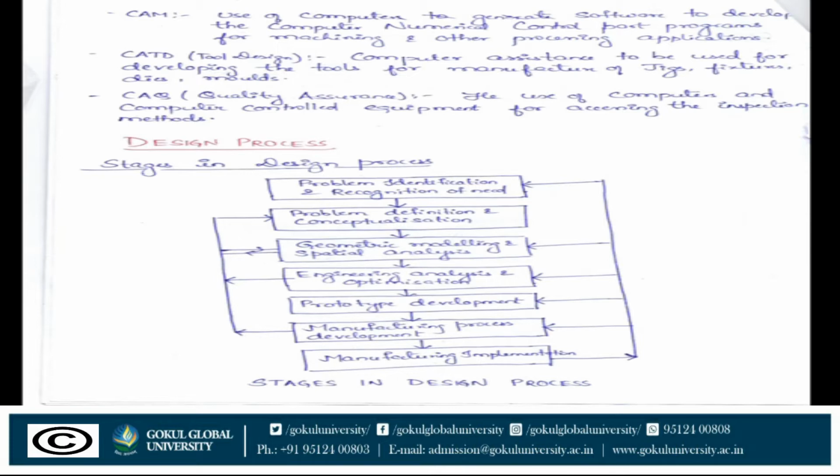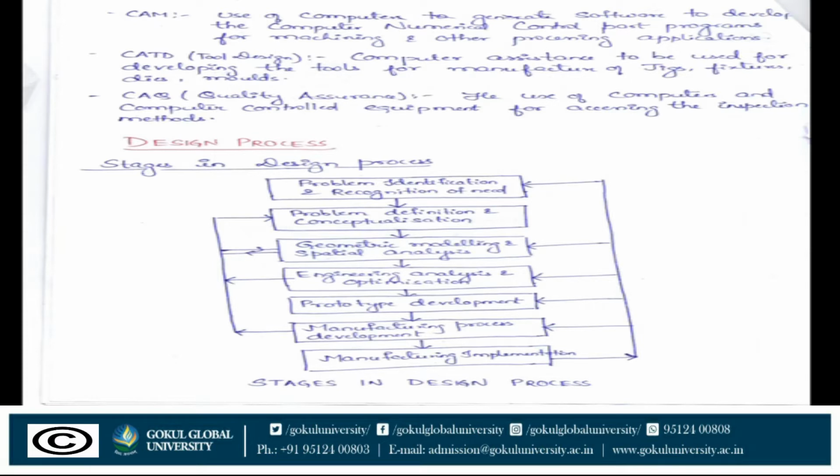The design process may be classified into a number of steps, which we have to discuss here. First stage in the design: the first phase is problem identification and recognition of the need. That means what product you have to prepare for the market, what your idea is. Second is problem definition and conceptual design. That means the definition of the problem, the step in which the design is converted into a manufacturing product and that product into a final product for the market.